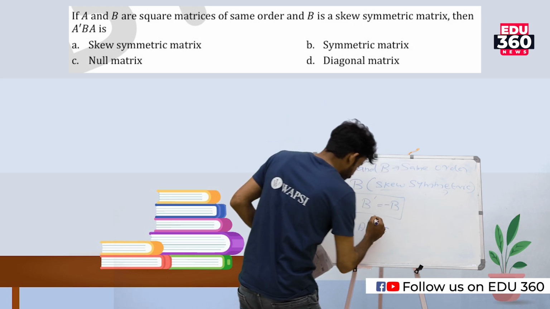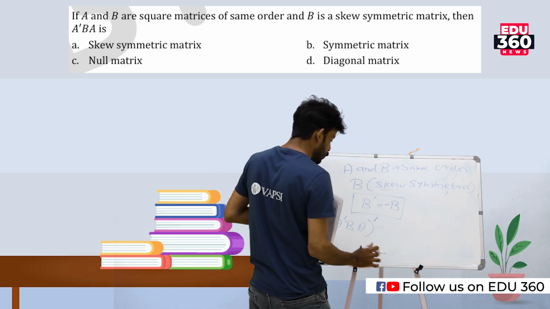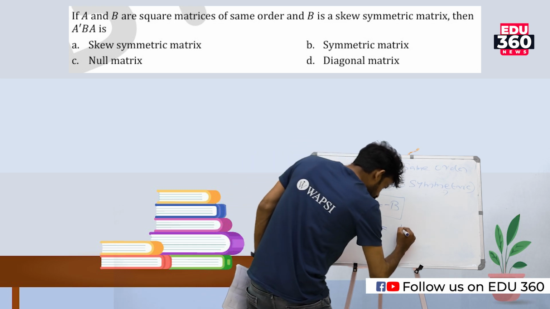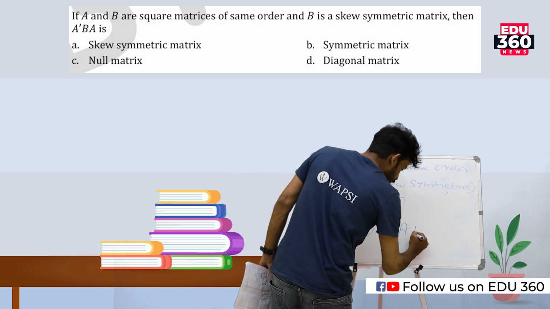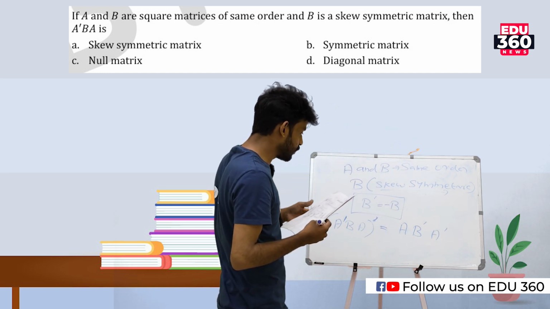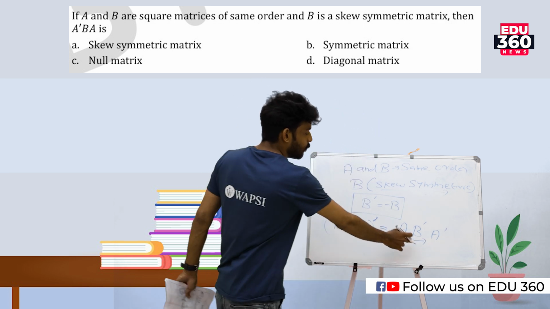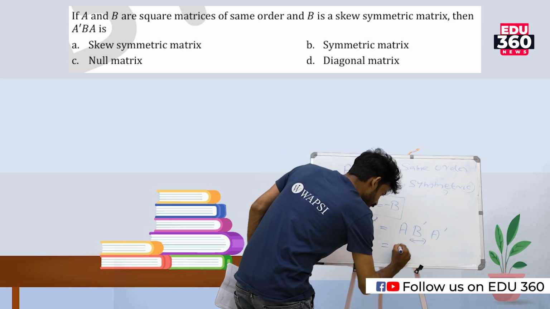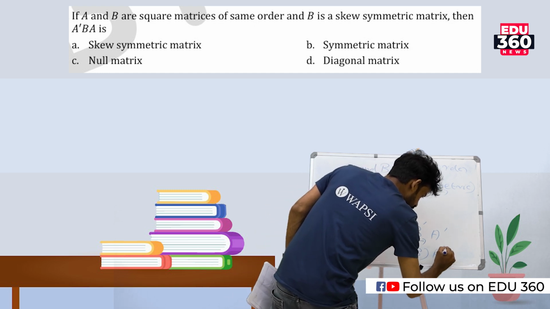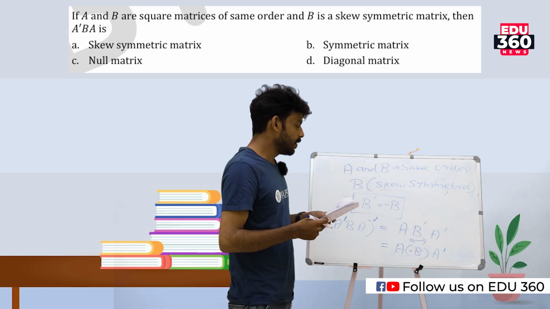So that is equal to A transpose, whole transpose, times B transpose, times A transpose. We know that (A transpose) whole transpose is equal to A. Here it is B transpose, and the last one is A transpose. Here we can substitute B transpose as minus B. So we can write it as A times minus B times A transpose.